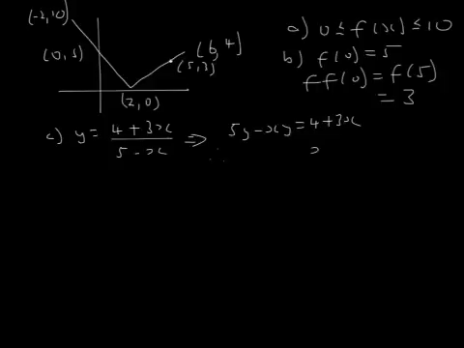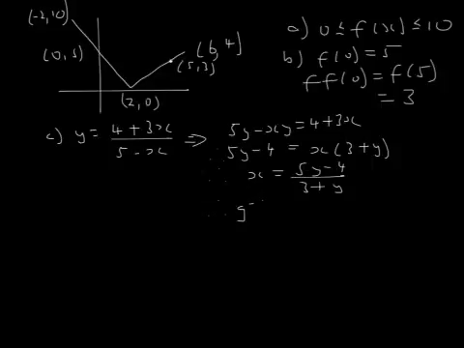So we've got x times (3 plus y) on that side, and 5y minus 4 on that side. So x is (5y minus 4) over (3 plus y). So therefore the inverse function is (5x minus 4) over (3 plus x).